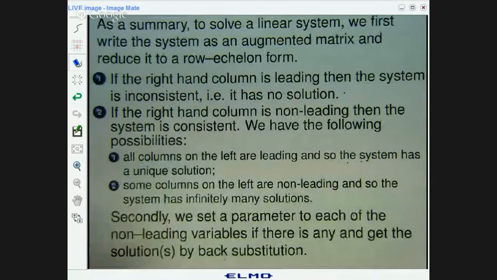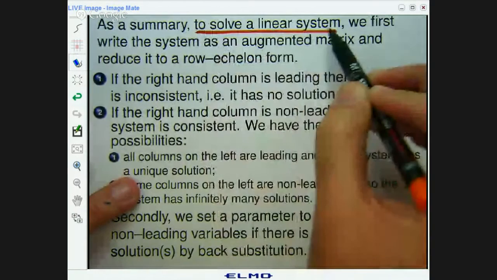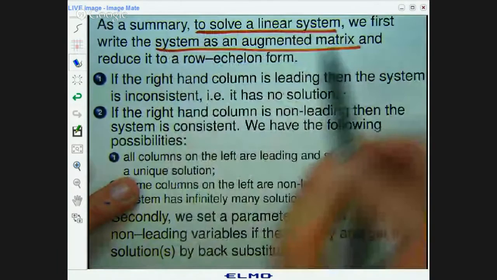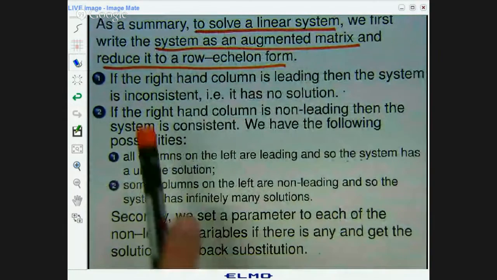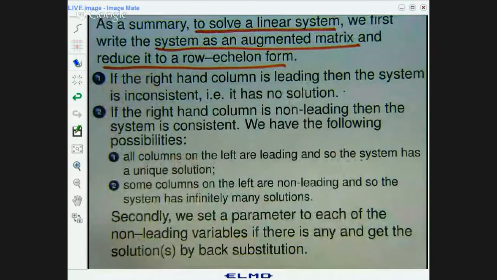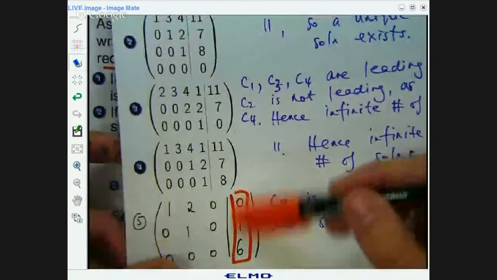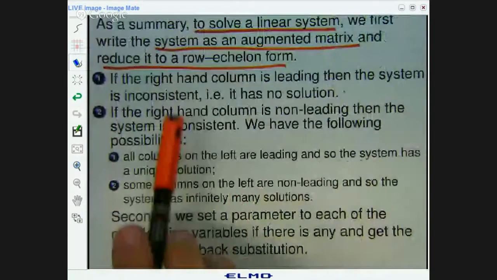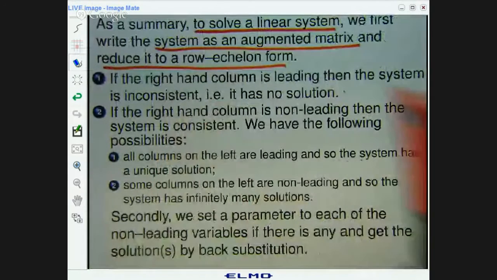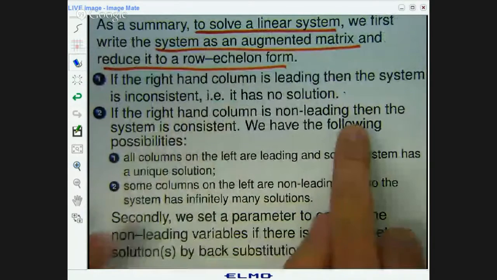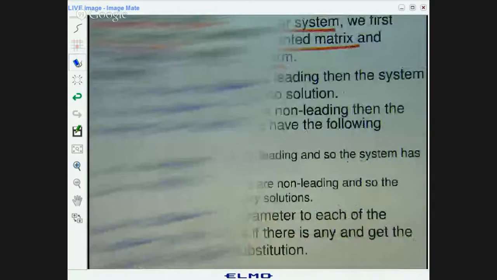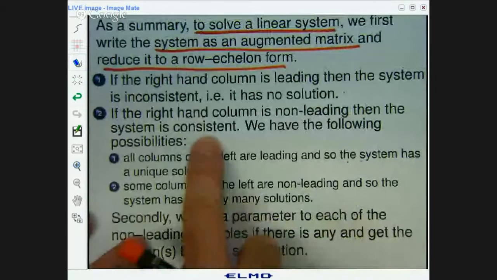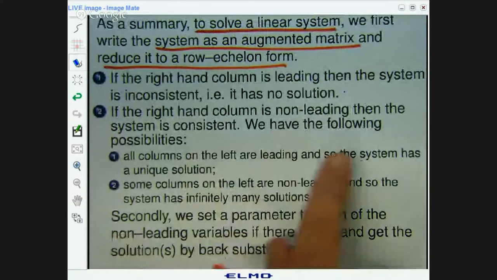And this is a lot, but it's just a little summary, right? So to solve a linear system, we write the system as an augmented matrix and you row reduce it. Okay, and there's 2 cases. If the right-hand column is leading, like it was here, then the system has no solution. It's inconsistent. If the right-hand column is non-leading, here, here, here, and here, then the system does have one or more solution, and then we can narrow it down a bit more.